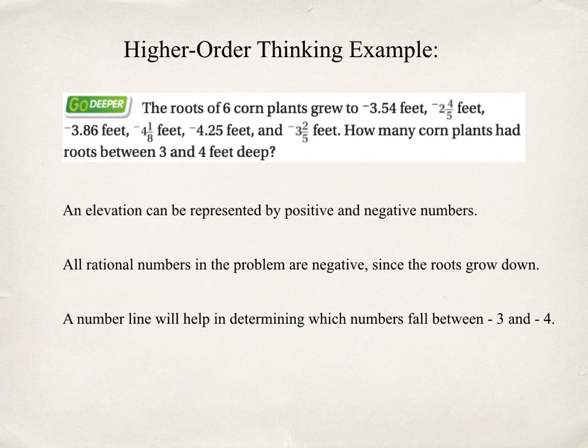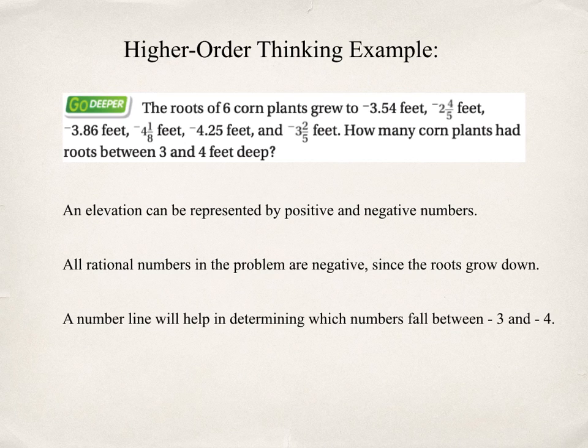Let's look at a higher order thinking example. The roots of 6 different corn plants grew to different elevations. How many corn plants had roots between 3 and 4 feet deep? Now let's keep in mind these 3 different things.